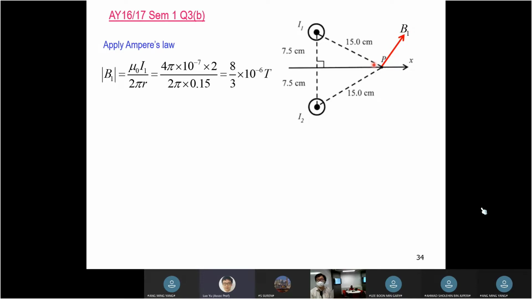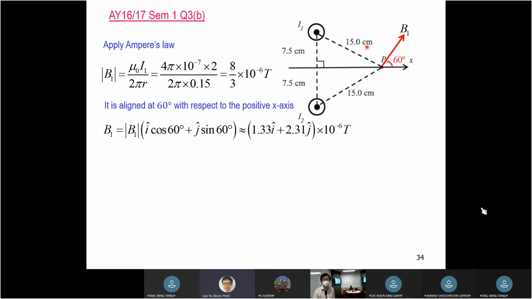This is 30 centimeters, so this angle is 60 degrees. So top right direction, which means the X and Y components are both positive. The X component is positive I times cosine 60 degrees. The Y component is positive J times sine 60 degrees. So I can write B1 in vector form.